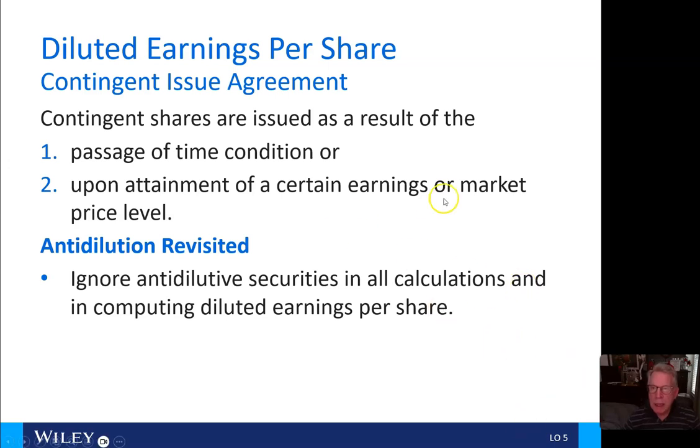All right, here we have contingent issue agreements. Contingent shares can be issued as a result of, 1, the passage of time condition, or 2, upon attainment of certain earnings or market price levels. So antidilutive revisited: we ignore antidilutive securities in all calculations in computing fully diluted earnings per share.